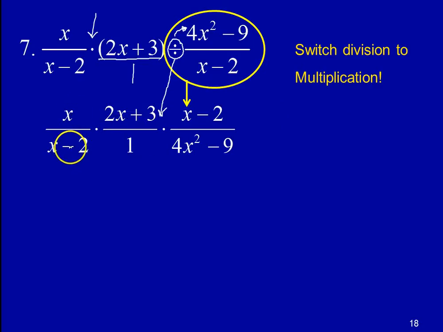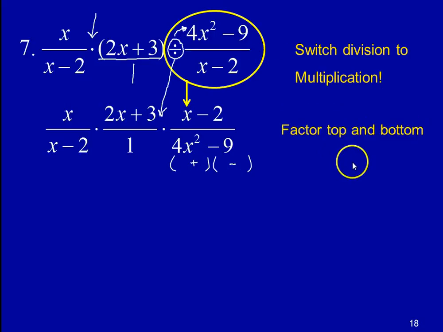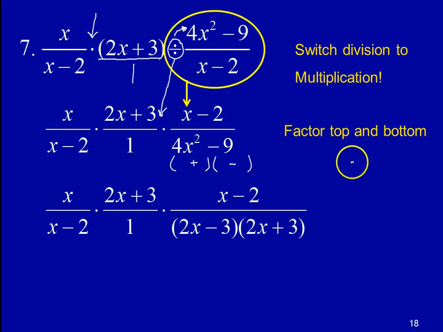X minus 2 I can't touch, 2x plus 3 I can't touch, 1 I can't touch, x minus 2 I can't touch. The only thing I can do is right here. Well, how do I factor this? Two terms, minus sign. A 4 is a perfect, 2 times 2. A 9 is a perfect, 3 times 3. Remember, since they're both perfects, when you break them up, one is a positive, one is a negative. So that's 2x plus 3 and 2x minus 3.